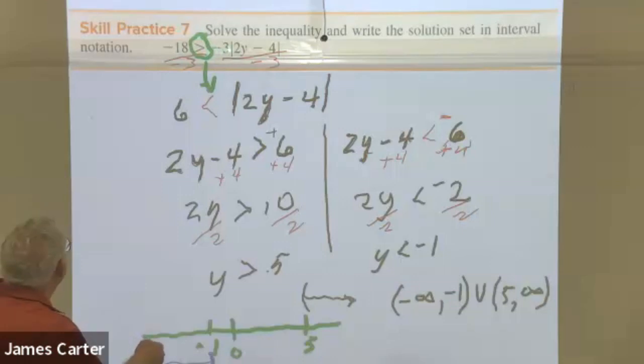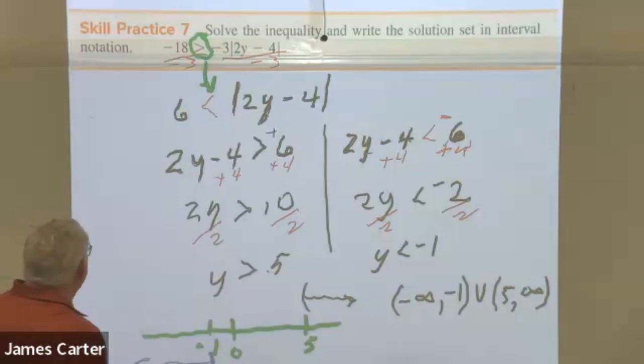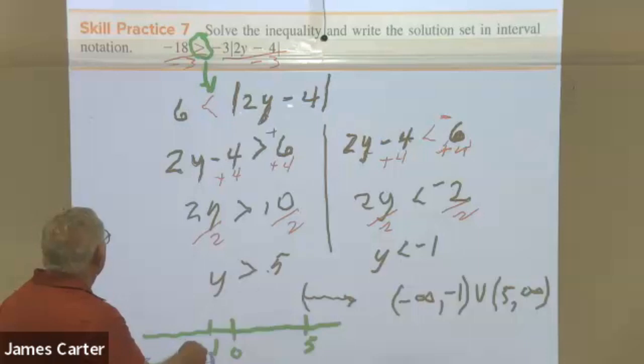Okay, in this particular case, solve it and write the solution set. First thing I did is I divided by 3 both sides. 18, -18, or I divided by -3. When I divided by -3, I had to flip the symbol. So I got a 6 there, and then I just simply got this 2x or 2y minus 4. Okay, now, to get rid of this absolute value, I have to do the plus and the minus.